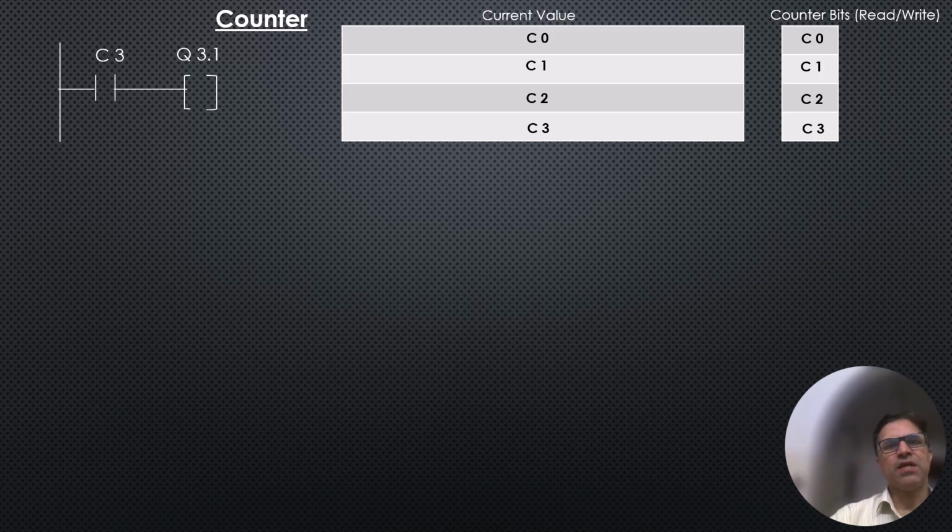In this example, the current value of counter C3 behaves similarly to the timer in terms of the 16-bit word value. The counter C3 acts as a digital input when the count reaches the preset value. At that point, C3 turns on and energizes the output Q3.1.